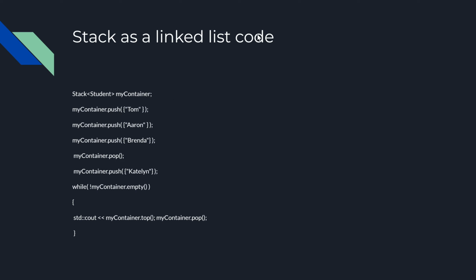Stack as a linked list, code. Stack of student is my container. My container dot push Tom. My container dot push Aaron. My container dot push Brenda. My container dot pop. My container dot push. This is when you want to loop, like printing out all the members: while stack is not empty, print my container dot top and my container dot pop.